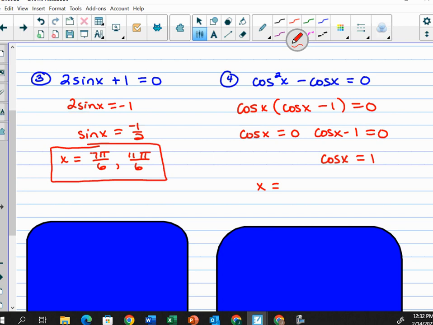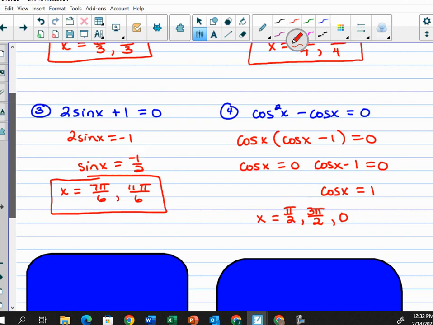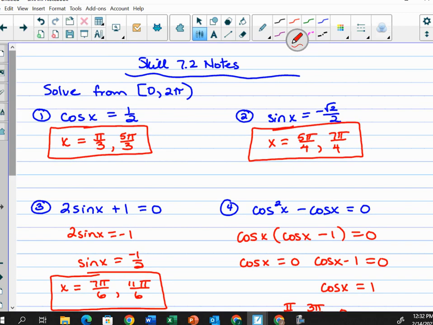Two different things to think about. So when does cosine equal 0? Pi over 2 and 3 pi over 2. And there's only one place where cosine equals 1: 0. Oh, yeah, and 2 pi. Yes and no on 2 pi. Yes, but look at our directions. Is 2 pi included? No. So don't answer 2 pi.